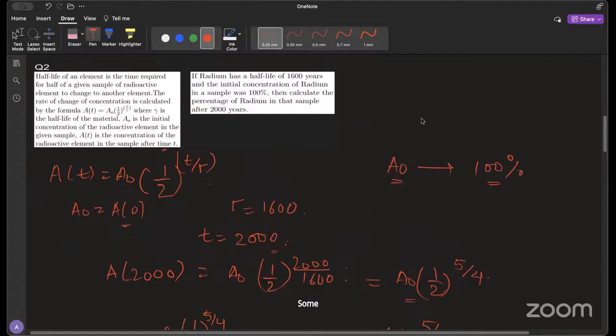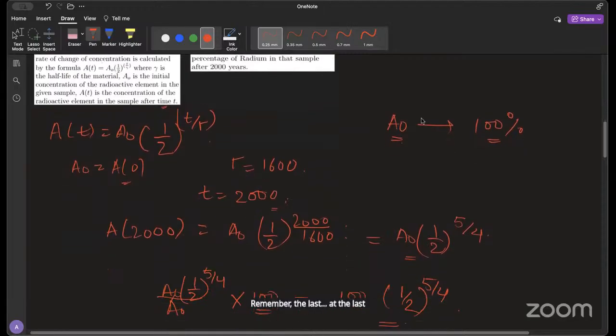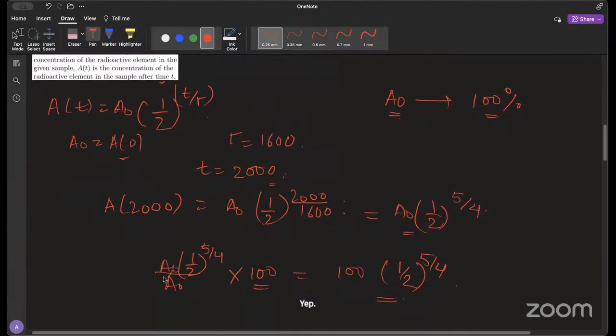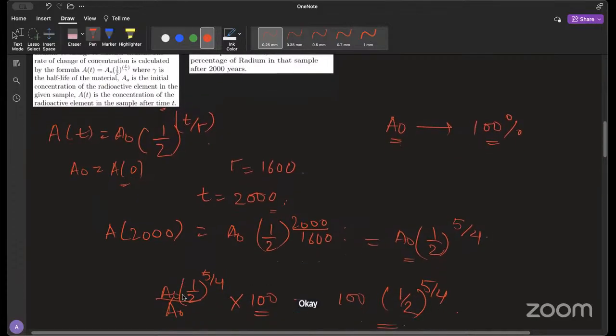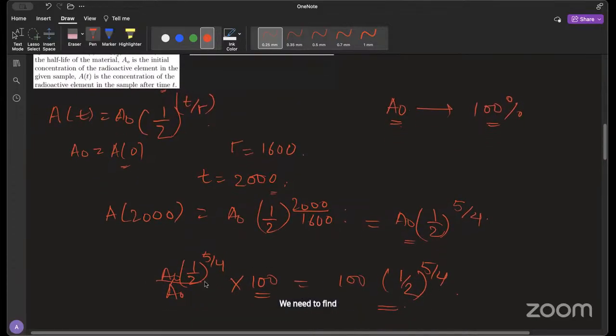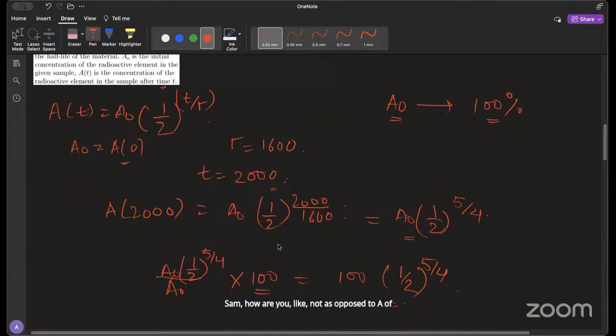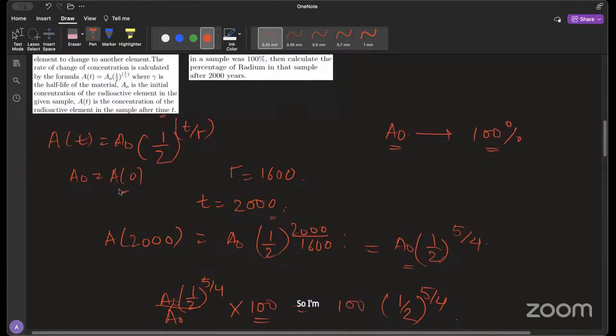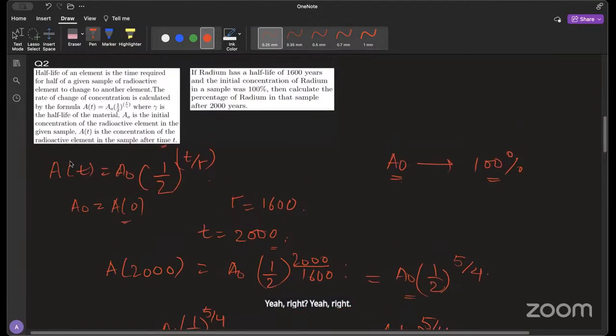Someone had a doubt. Which part do you want me to explain? Ma'am, at the last step, you have taken the ratio, right? A of 2000. Yeah, we need the percentage. So initially it was A naught. Ma'am, how do you write A naught equals A of 0 in the second line? Yes, starting from the second line. A naught is defined to be that only.